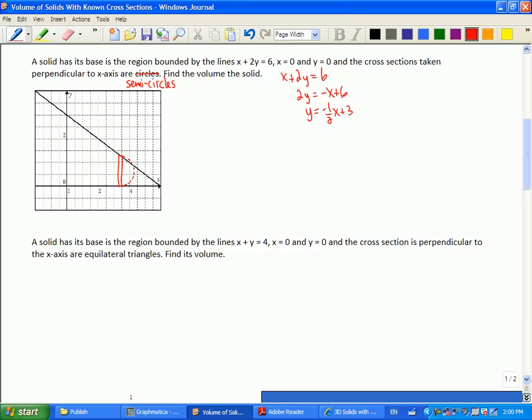So if I'm looking for my area function, I'm talking about the area of a semicircle. So what's the area of a semicircle? Pi r squared divided by 2. Yeah, so pi r squared divided by 2. So what I need is, how do you get the radius? Here's the radius.